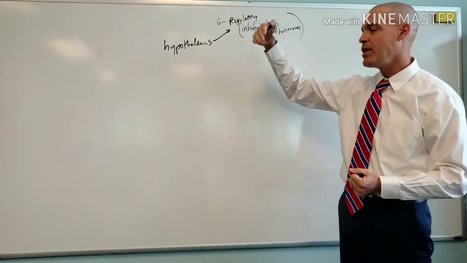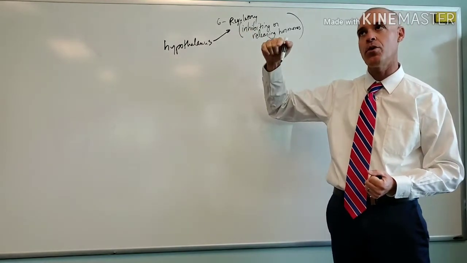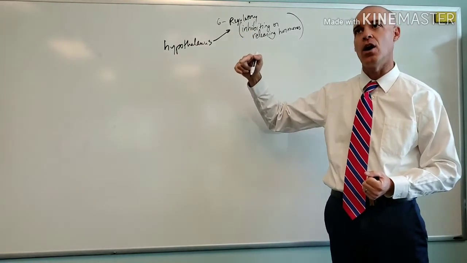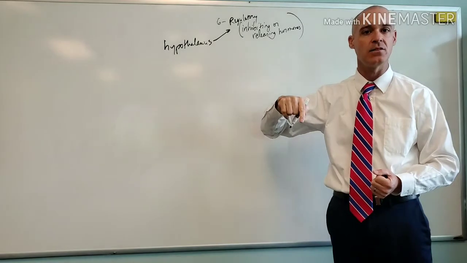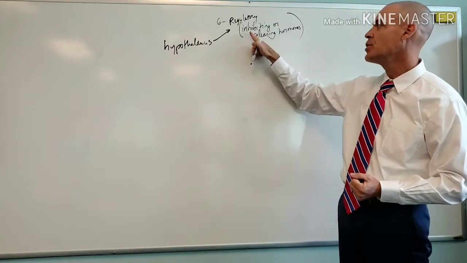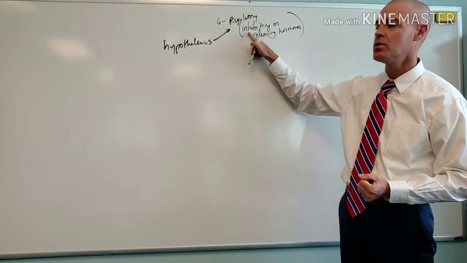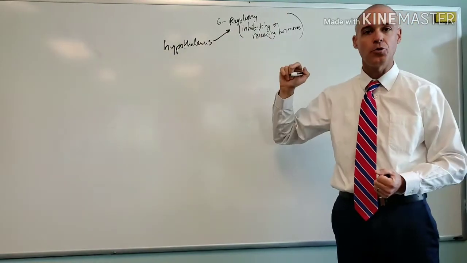Now, the only exception to that is growth hormone inhibiting hormone, which is typically called somatostatin. So if you see that one, it is growth hormone inhibiting hormone. So just a little trick for that.